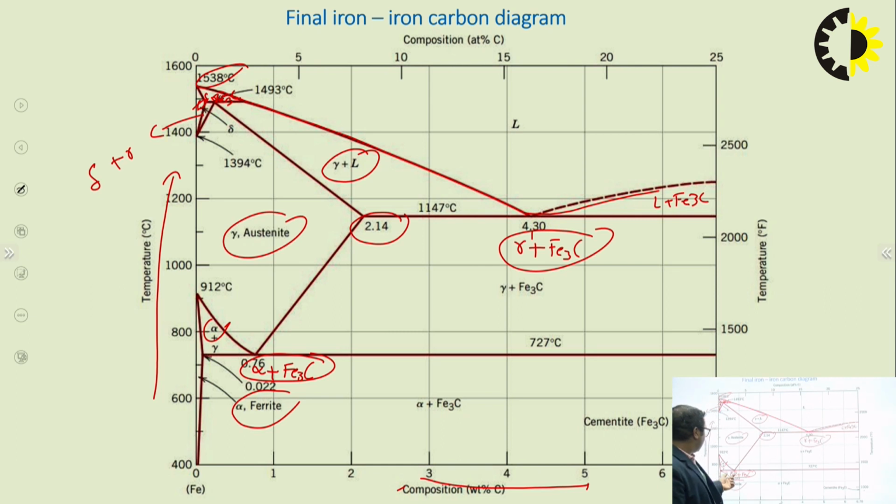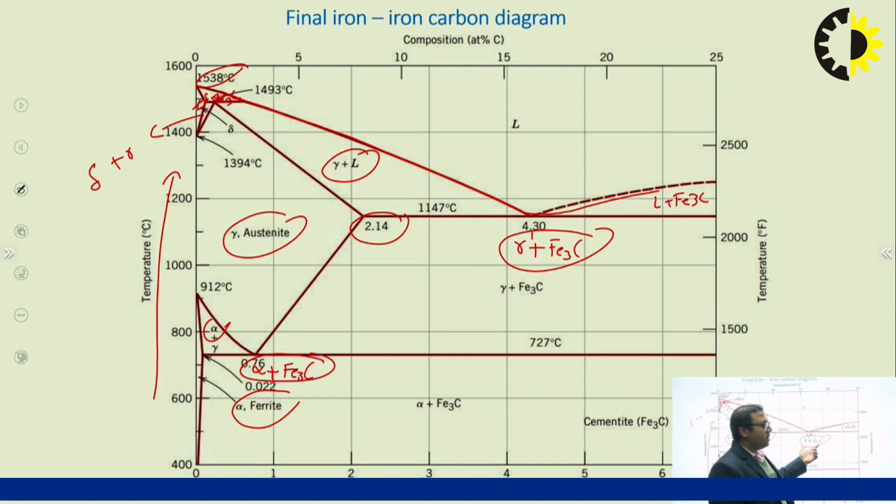First is the eutectoid reaction, which occurs at 0.76 percent carbon and a temperature of around 727 degrees, where one solid, gamma austenite, converts into two solids, alpha and Fe3C. This mixture is known as pearlite. The second reaction is known as the eutectic reaction, where one liquid converts into two solids.